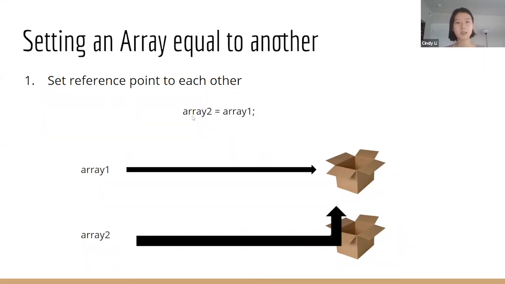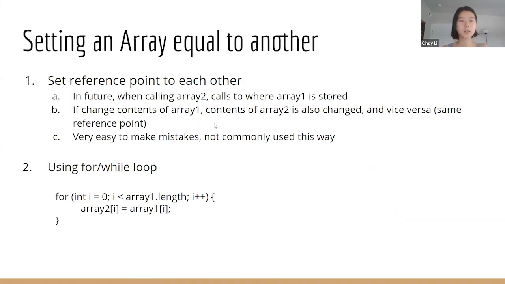Well, when we set array 2 equal to array 1, we basically just change the reference point. So instead of retrieving the stuff that's in this box, typing out array 2 now retrieves the stuff that's in this box. Now array 1 and array 2 retrieve stuff out of the same box. There are several problems with this, because when calling array 2, it calls to where array 1 is stored. So if the contents of array 1 change, the contents of array 2 will also change, and vice versa, because they have the same reference point.